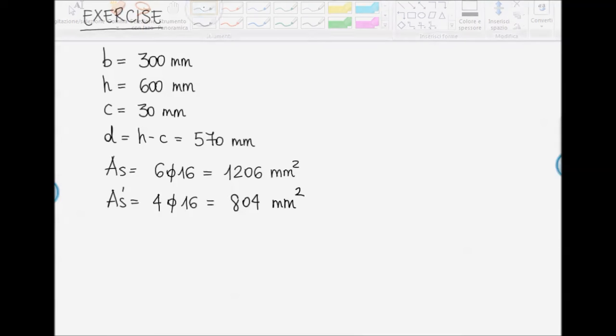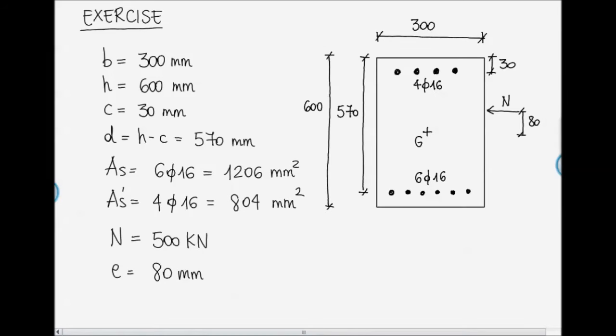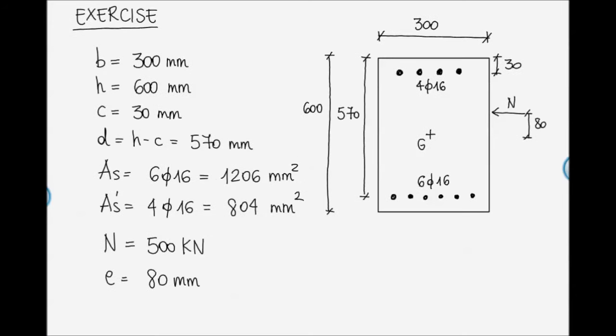The external axial force applied, N, is equal to 500 kilonewton. And the eccentricity, E, is equal to 80 millimeters. Here is the cross-section we are studying.